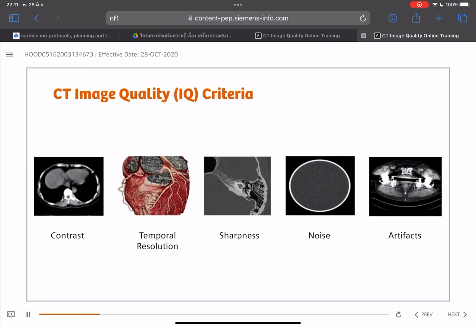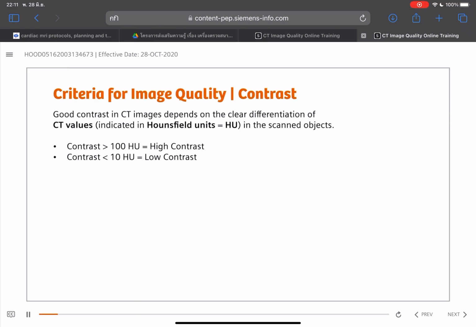This picture gallery gives you a preview of the criteria affecting CT image quality that we will focus on in the first part of this training. Contrast is one of the fundamental characteristics in any image. In CT imaging, contrast depends on the clear differentiation of CT values. The radio density of the scanned objects is quantitatively described in Hounsfield units.